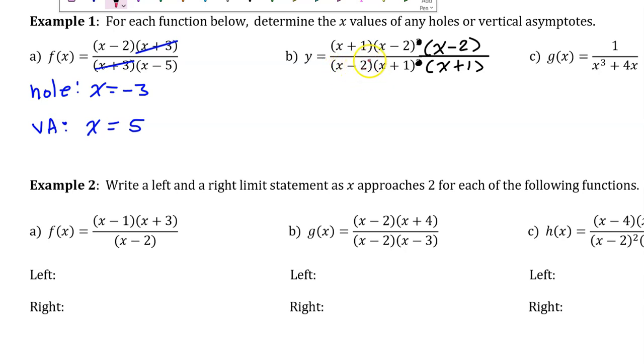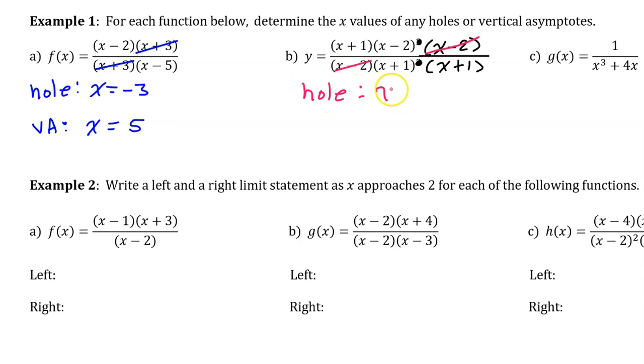X minus 2 does cancel out with one of these factors of x minus 2. So as far as the denominator goes, it's completely gone. That means this is going to give us a hole at x equals 2.